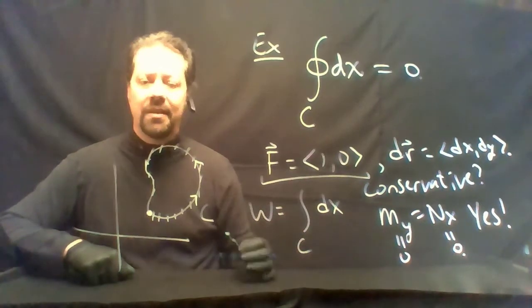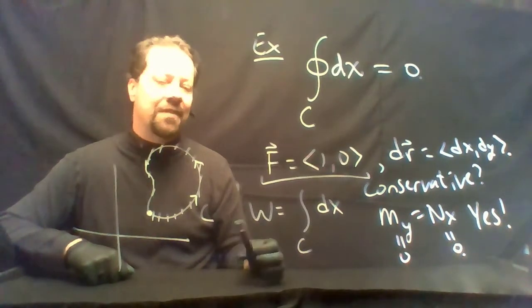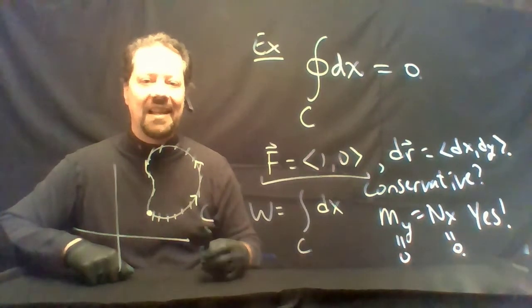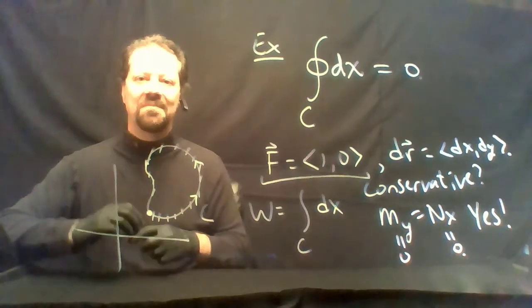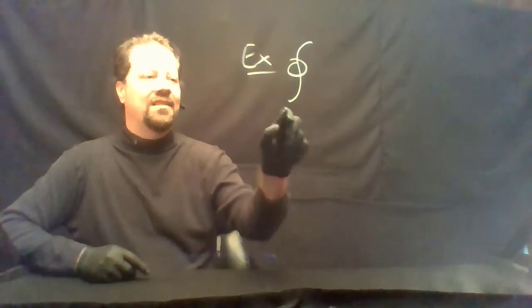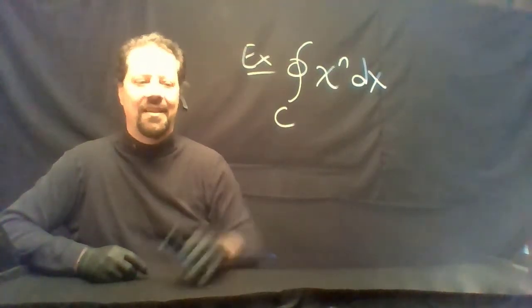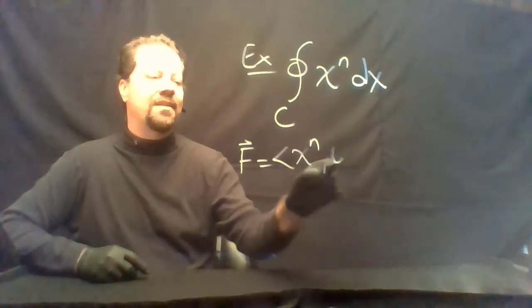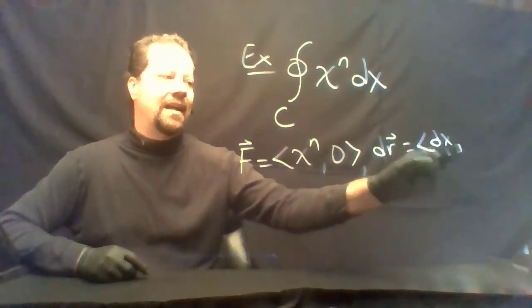This vector field is conservative, which means that if you integrate on a closed loop, you get the potential function evaluated at the endpoints and subtracted, but the endpoints are the same. So the integral on any closed loop will be 0. So you can see that here. I'd like to extend that application to integrals of the form x to the n dx. In this case, you can see the vector field will be x to the n, 0, and of course, dr is dx dy.